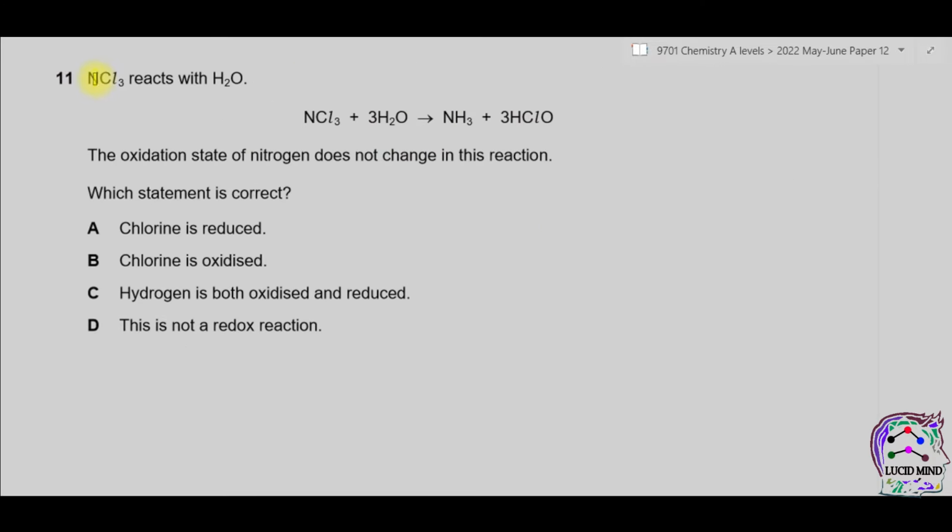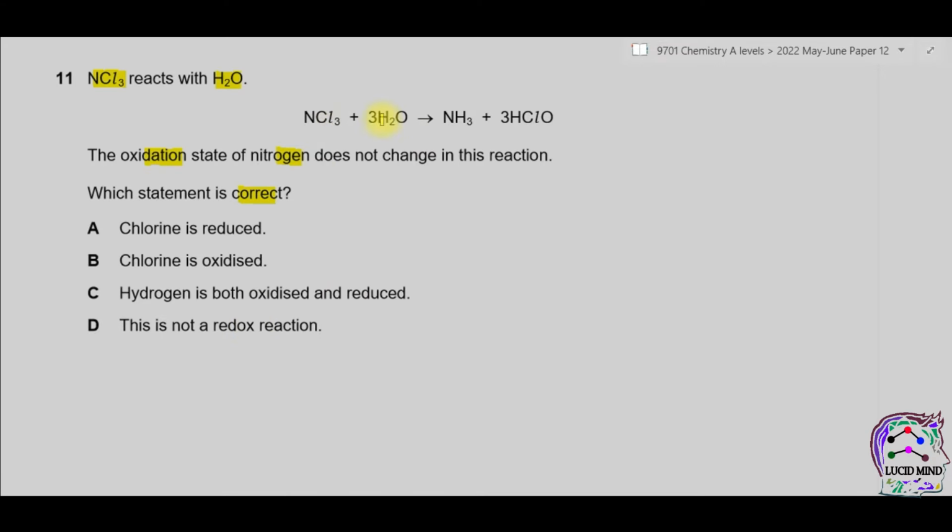Question number 11. NCl3 reacts with water. They have given the equation NCl3 plus 3 moles of water forms ammonia and 3 moles of HClO, which is hypochlorous acid. The oxidation state of nitrogen does not change in this reaction. Which statement is then correct? You have to find out whether chlorine is reduced or oxidized, or hydrogen is oxidized or reduced, or whether it is not a redox reaction.